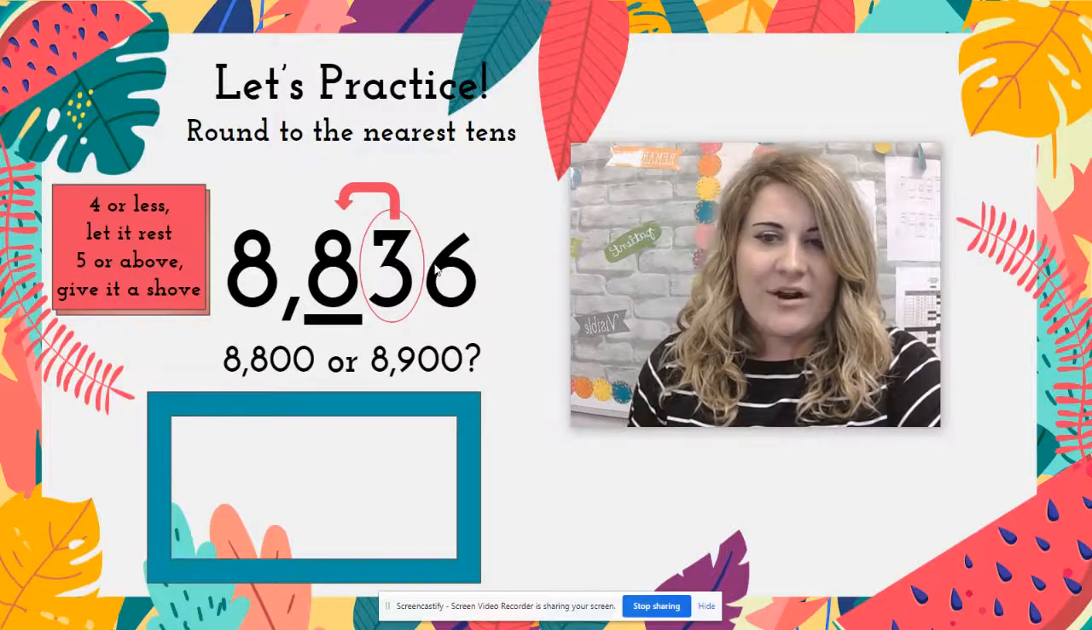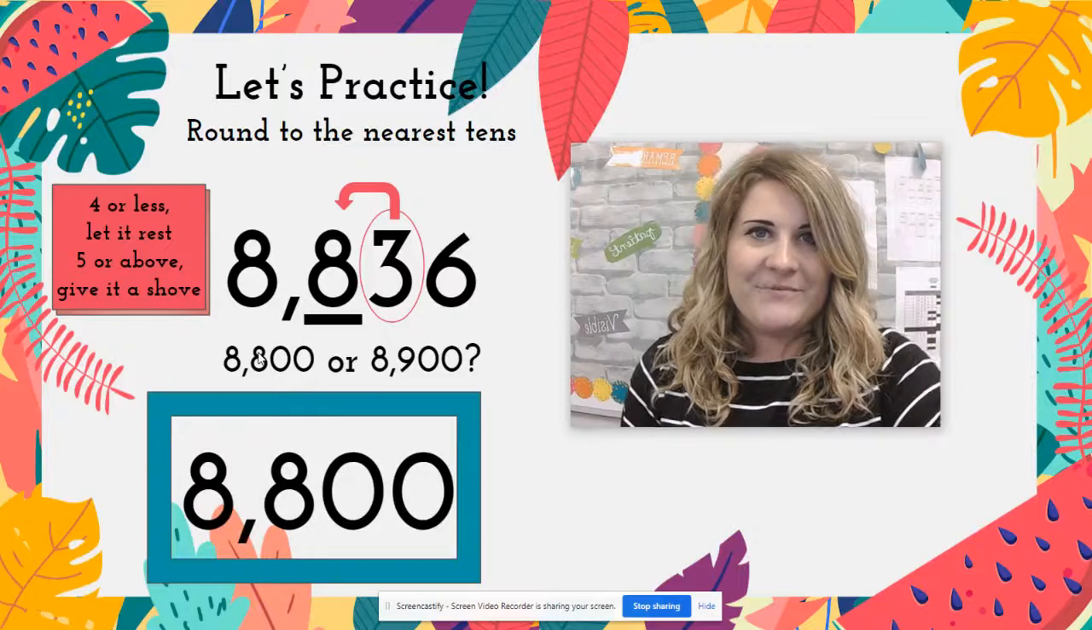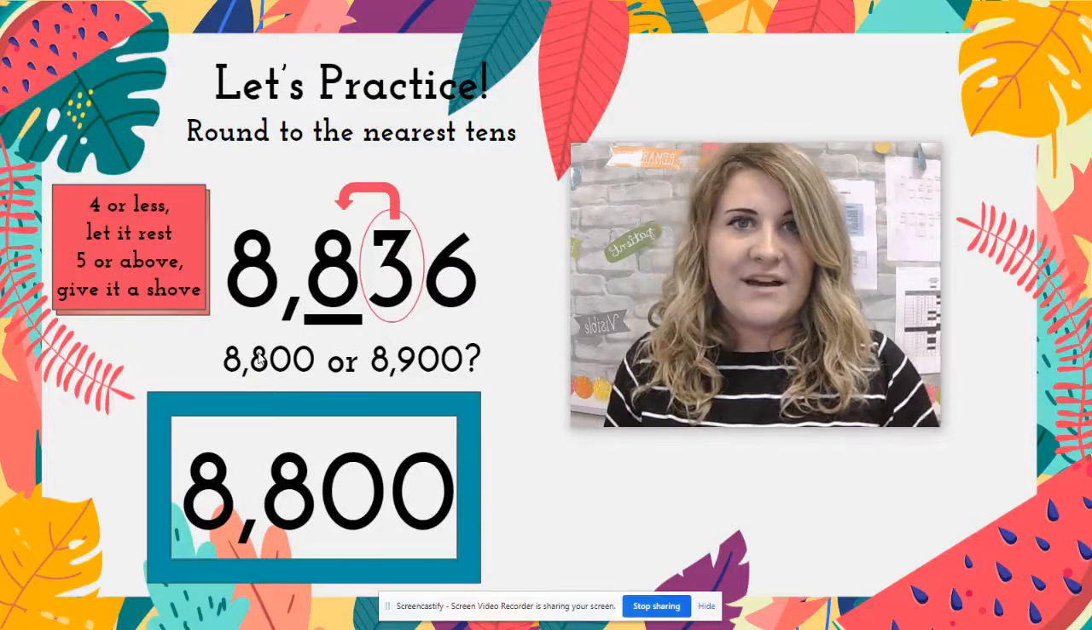The 3 and the 6 become zeros, and this 8 in the thousands place just stays the same. 8,800. I hope this video helped explain how to round to the hundreds place.